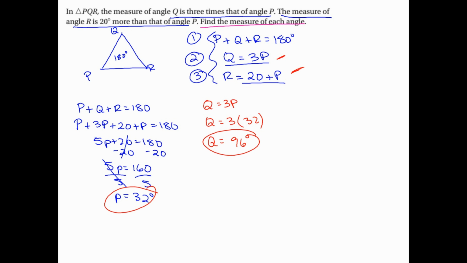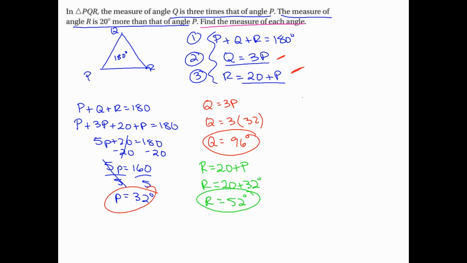And now for our last one, R equals 20 plus P. We know what P is. P is 32 degrees. So 20 plus 32. So R is going to be 52 degrees. So we have angle P, we have angle Q, and we have angle R. We just need to go back now and check.